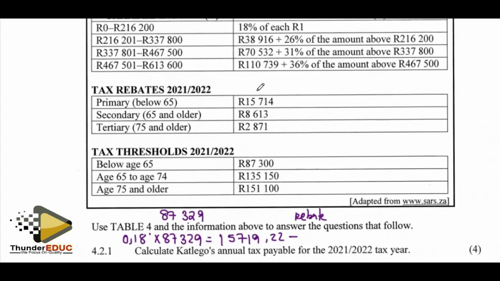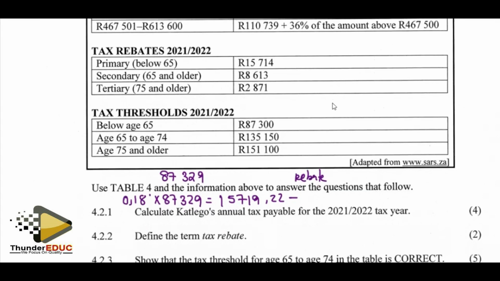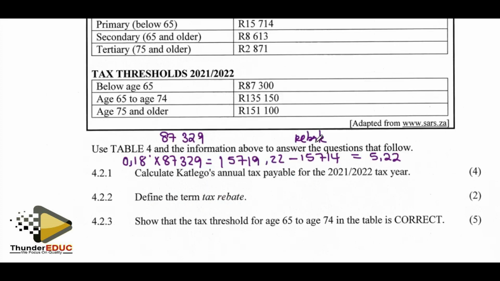He is 24, so he qualifies for the first one, the primary rebate. So the tax that he pays is 5 rands 22. That is the annual tax he pays a year.